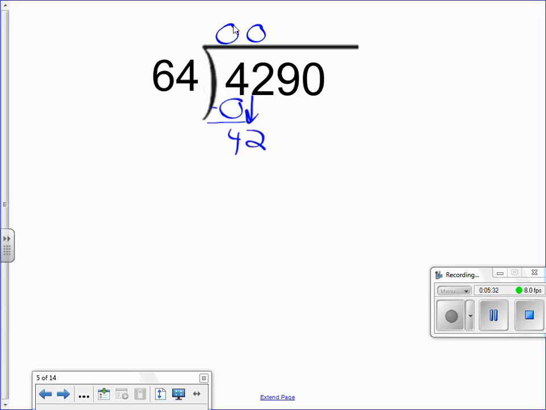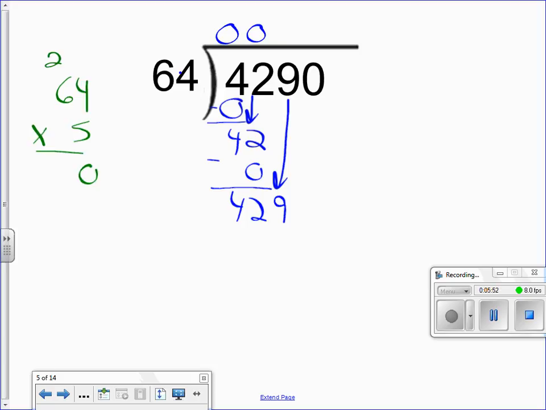How many times? And that is 64 times 0 equals 0. Subtract, I get 42. Bring down this 9. How many times can 64 go into 429? Well, let's take a look here on the side. I'm going to go ahead and just take 64. I'm going to multiply this by 5. Let's see where I'm at. 4 times 5, I've got 20. 6 times 5 plus 2 is 320. I have a ways to go.